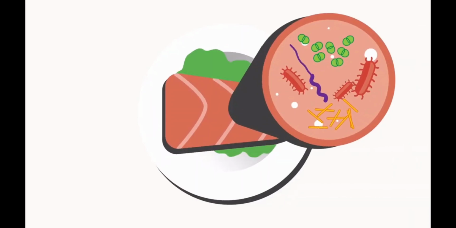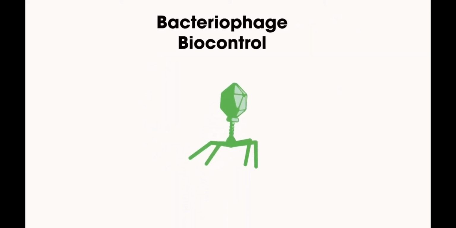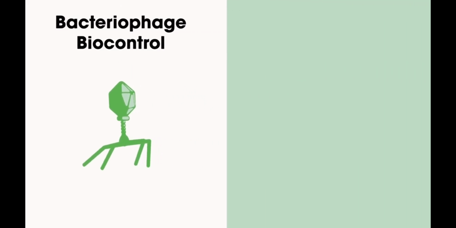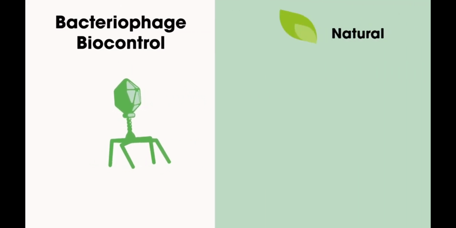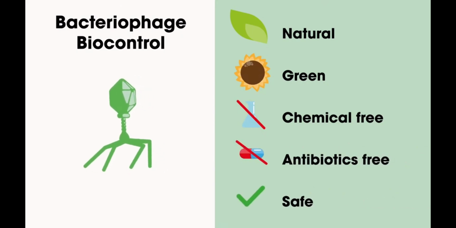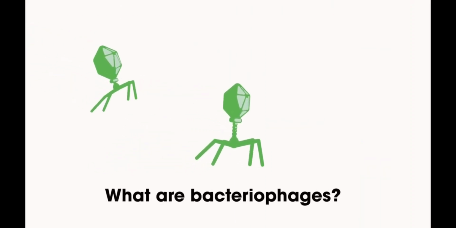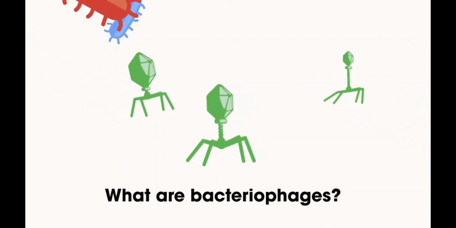Bacteriophages for food safety. The control of pathogenic bacteria causing foodborne diseases, and the emergence of antibiotic resistance in bacteria, are important challenges for the food industry and public health sector. In recent years, the use of bacteriophages as biocontrol has been increasingly accepted as a natural, green, chemical-free, and antibiotic-free way to ensure food safety and prevent contaminating bacteria in food.